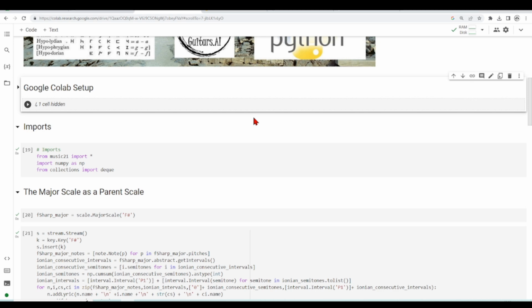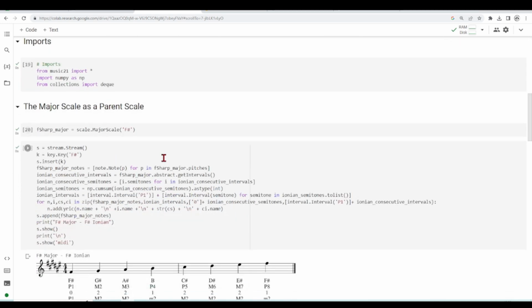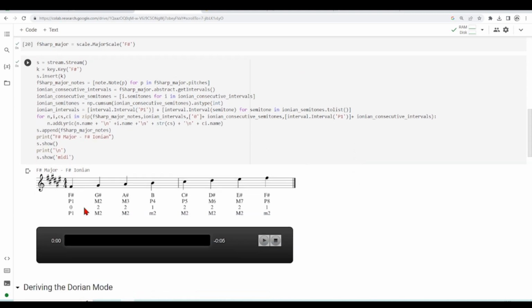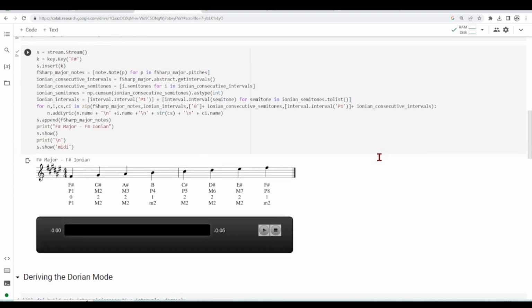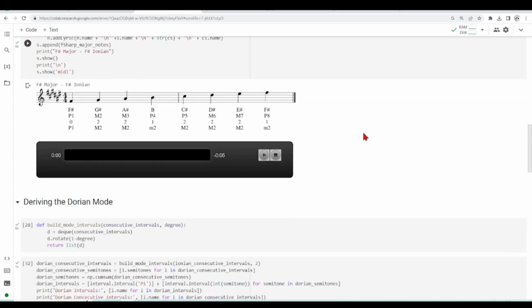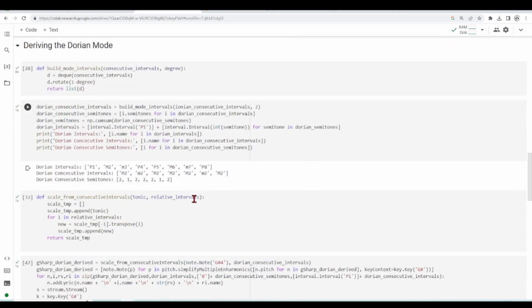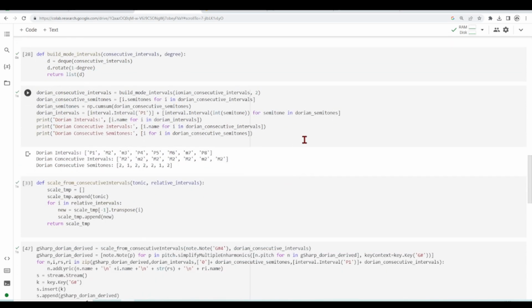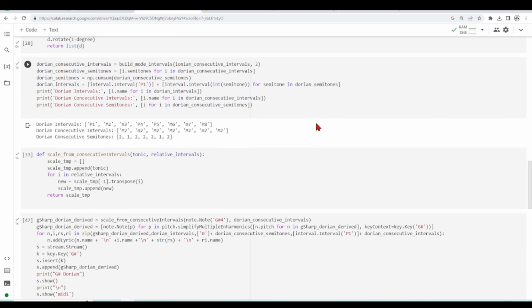There are some functions here where we will start with the major scale, then we can listen, we see the intervals, then we will derive the Dorian mode, which is the second degree. If we start deriving our modes starting on the second degree of the major scale, we will get our Dorian mode, and we will see the intervals that are characteristic of the Dorian mode.